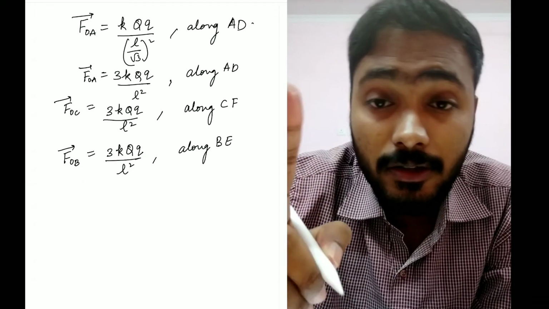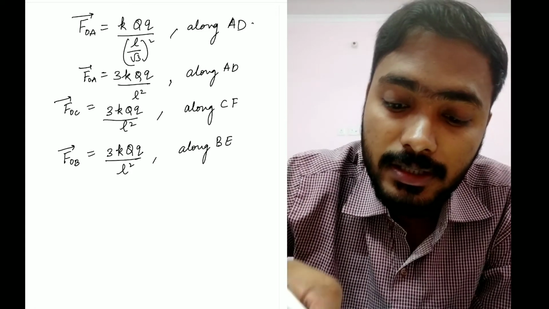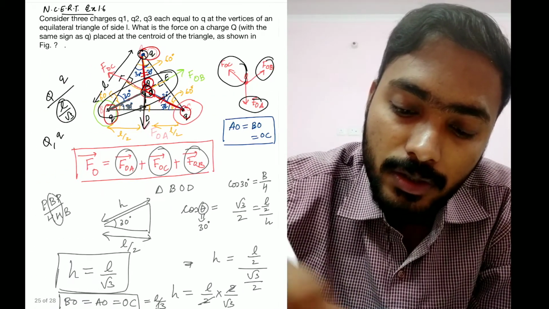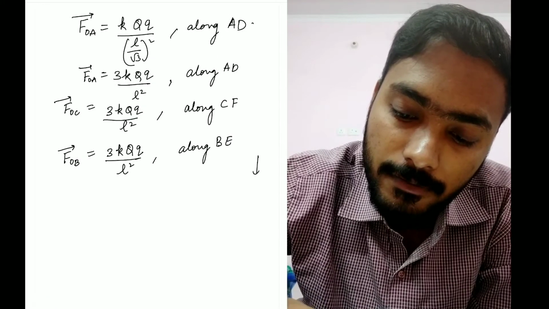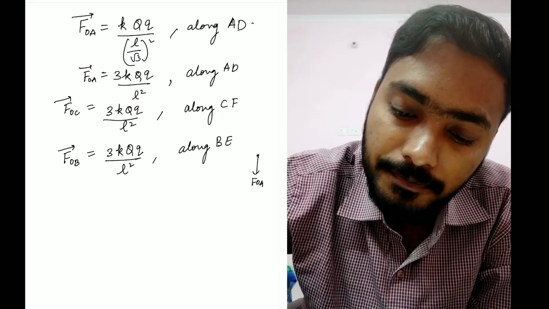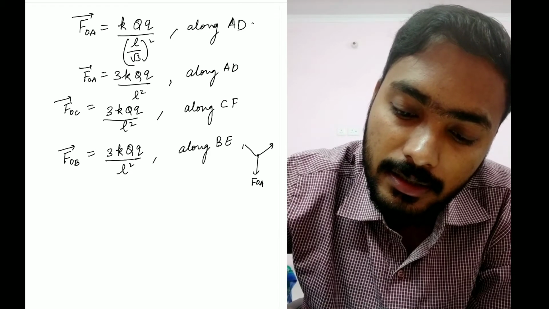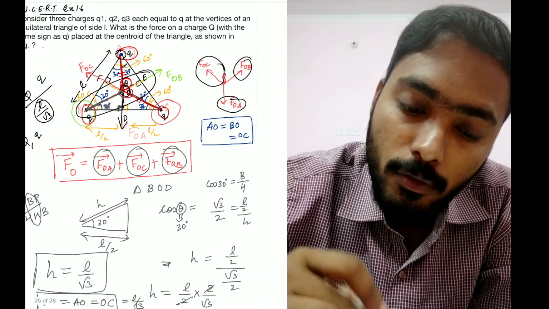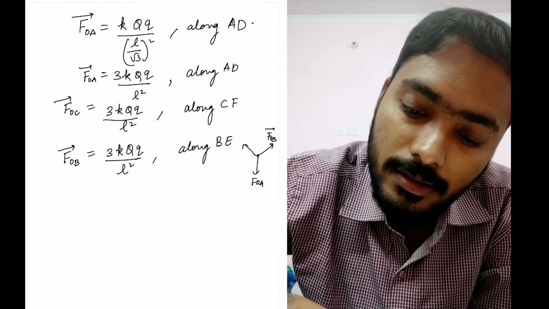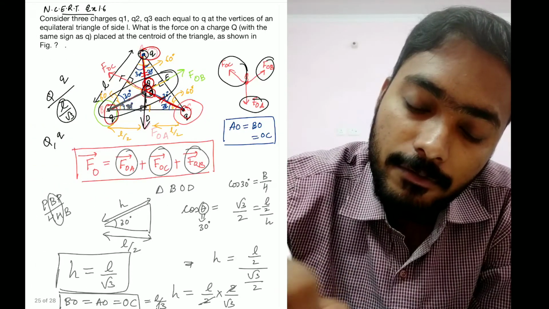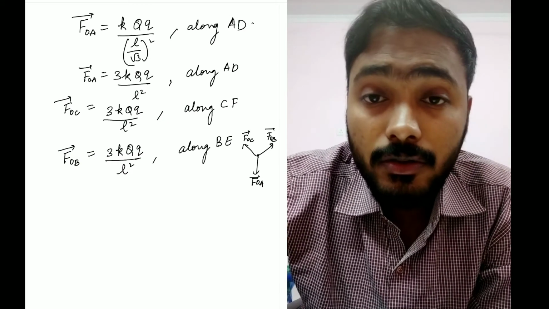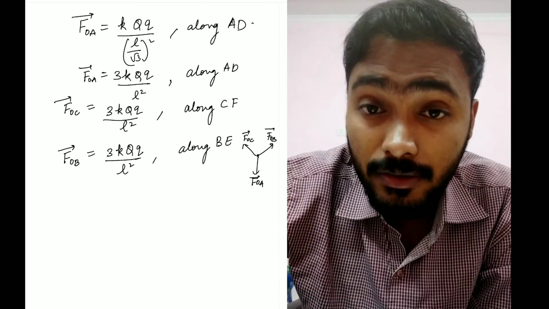Okay, now the important thing, I'll just draw the same diagram here. So FOA is in the downward direction, right? And the vector sums are like that. Here is FOB, right? And here is FOC, right? So I have to just add them vectorially.